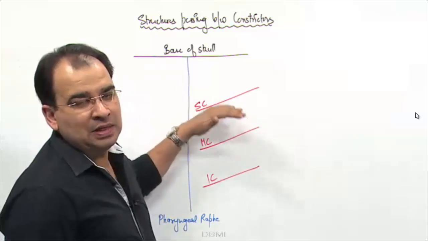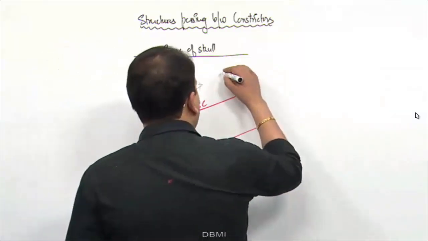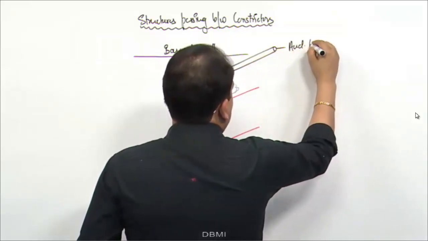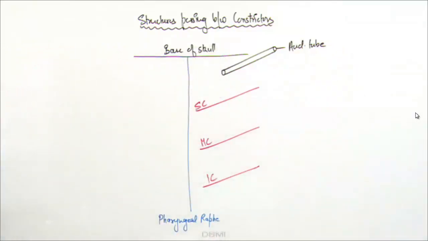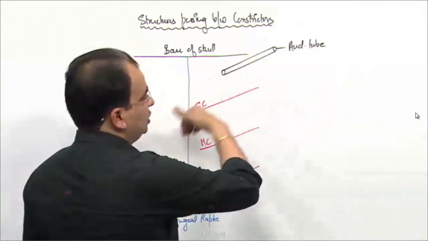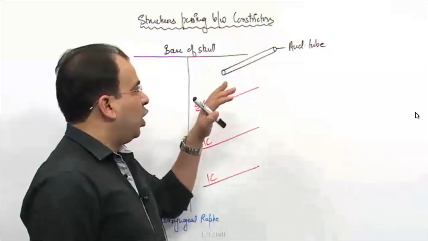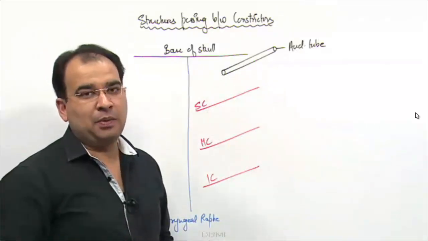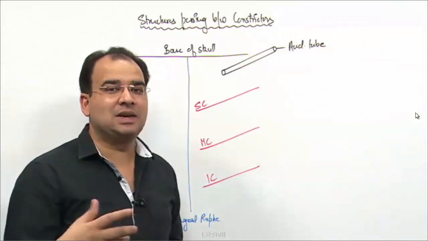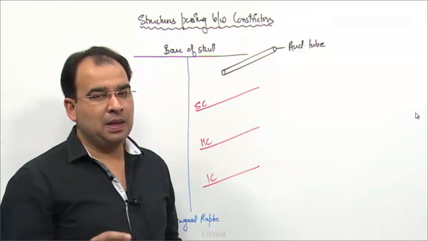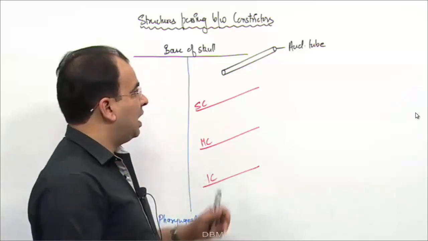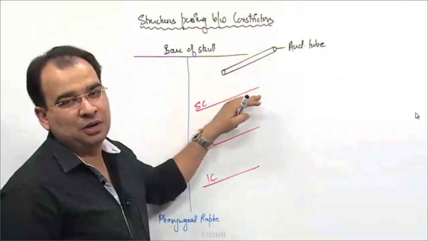So what are the structures passing between the base of skull and superior constrictor? The first is the auditory tube. Understand this: the auditory tube provides attachment to many muscles, on the medial side to the salpingopharyngeus, and also to tensor veli palatini as well as levator veli palatini. But the question is not about the attachment of the auditory tube. The question is what structures pass through the gap between base of skull and superior constrictor.